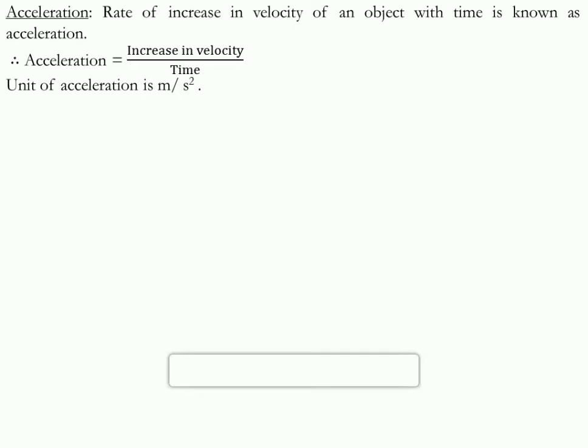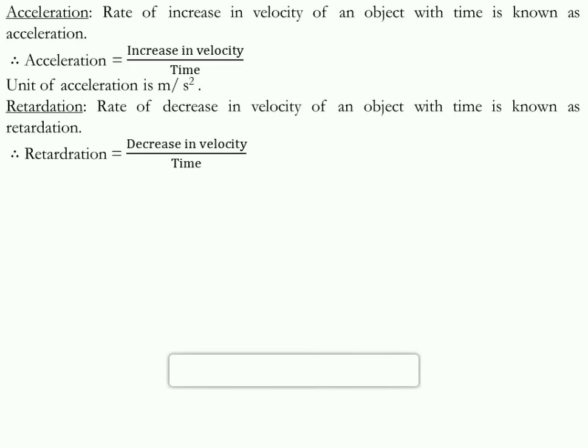There is another term that is known as retardation, and that is opposite of acceleration. Actually, acceleration means increase in velocity, retardation means decrease in velocity with certain time. So this is also the same ratio of velocity and time. So formula for retardation is decrease in velocity by time, and as we have mentioned, same ratio of velocity and time, so it should be the same unit as acceleration, that is meter per second square.